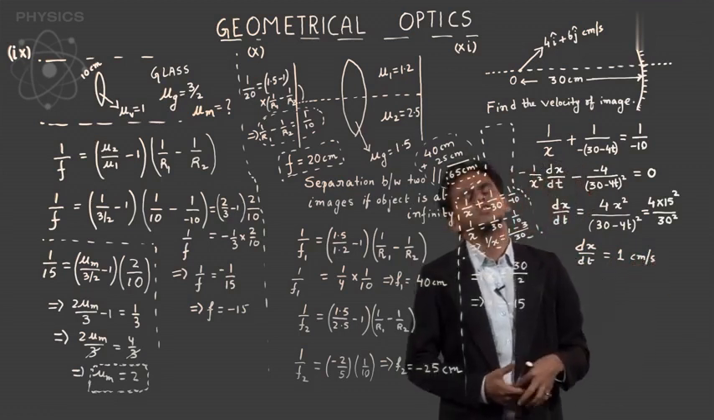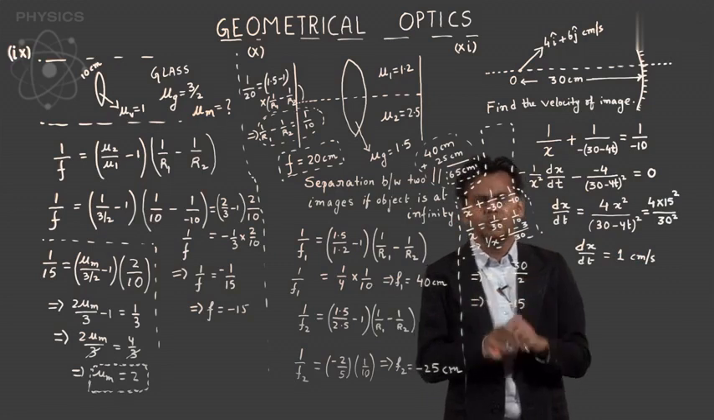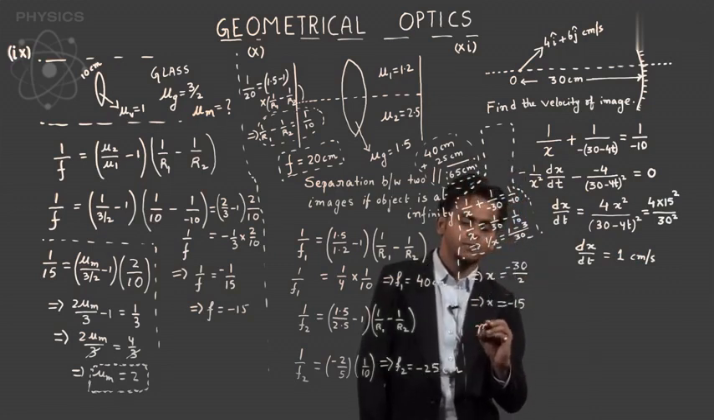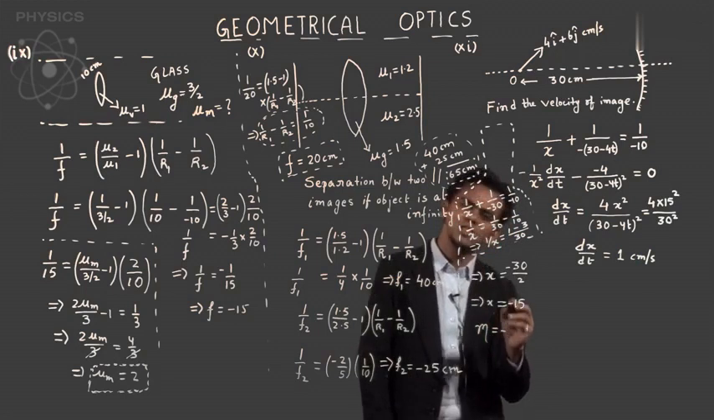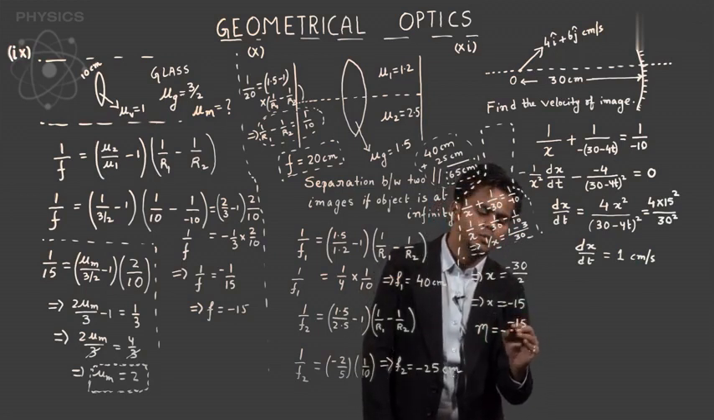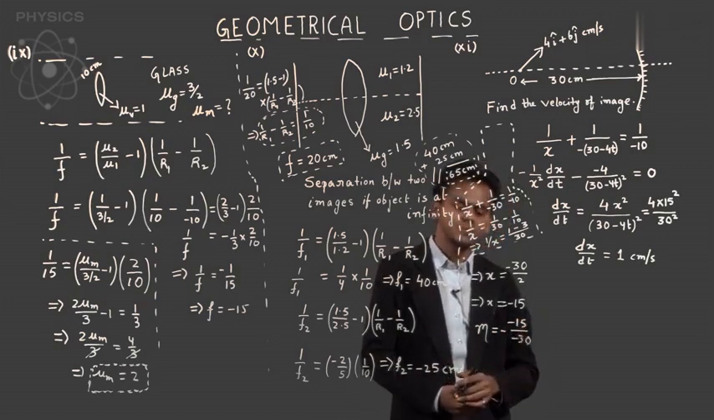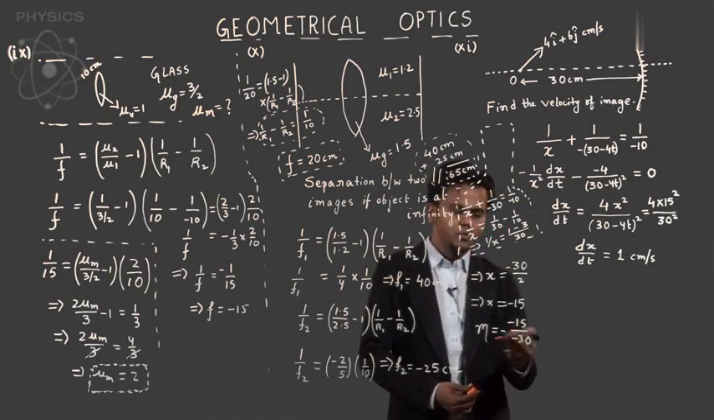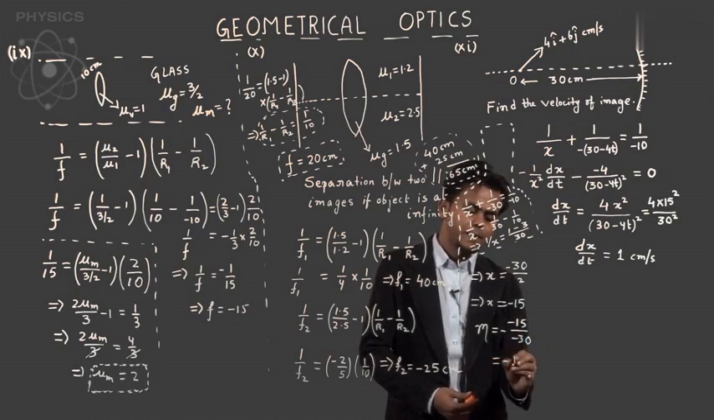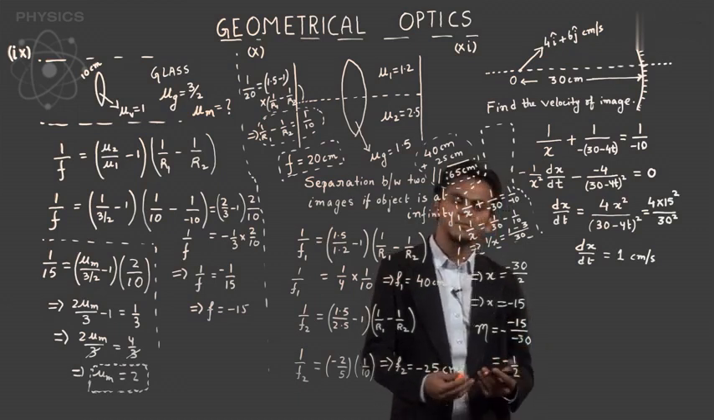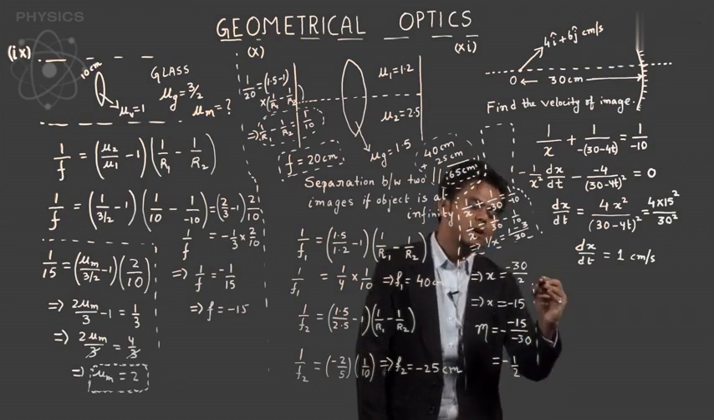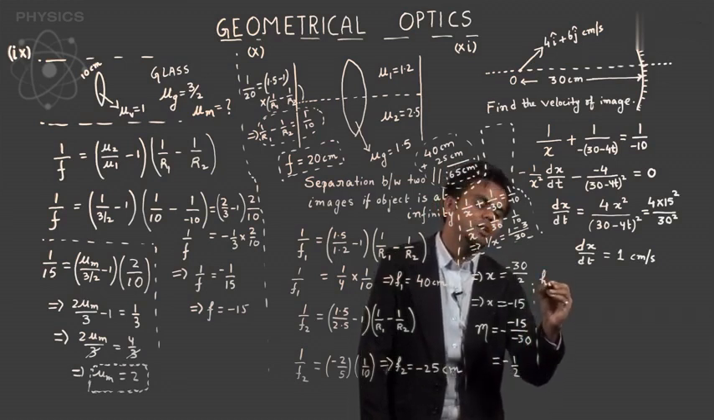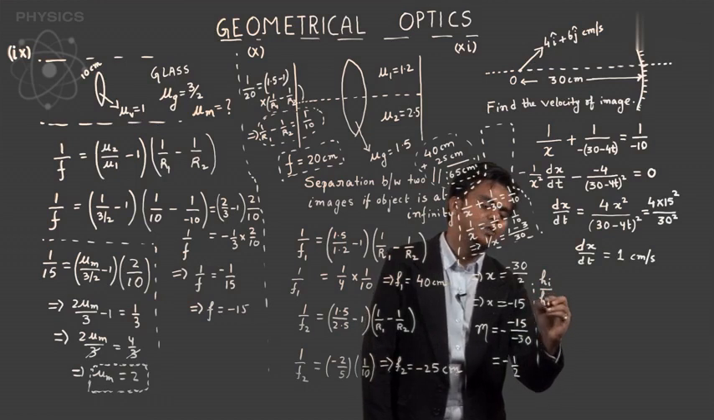What about the y direction velocity? I know magnification at this location. Magnification would be equal to minus of v by u. What is v here? Minus 15. What is u? Minus 30, right? So if you use this thing here, you'll get magnification of minus half. What exactly is magnification? Magnification means height of image by height of object.